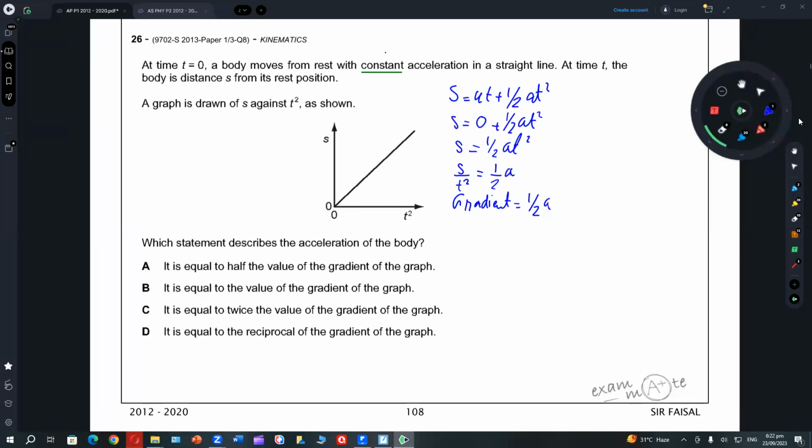After doing some derivation, the graph is drawn s against t square. You have to look at how every part works. s is equal to half the value of the gradient. Acceleration, so how is ut equal to 0? Because it started from rest. Zero into t. The object has started from rest. Okay, understood.